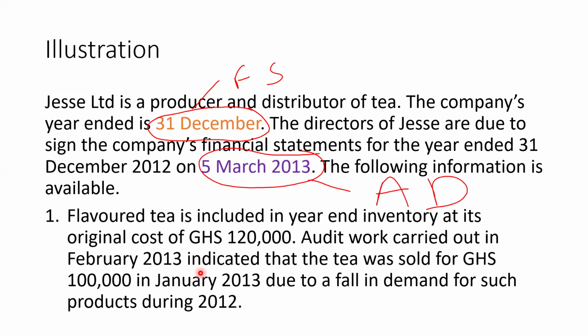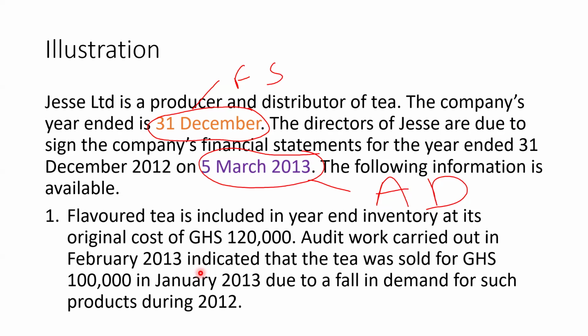Okay, now what about the balance sheet? What do we do with the overstatement of inventory in the balance sheet? You have to restate inventory at 100,000. How do you do that? By subtracting 20,000 from the value of closing inventory. So it means you credit the balance sheet, right?